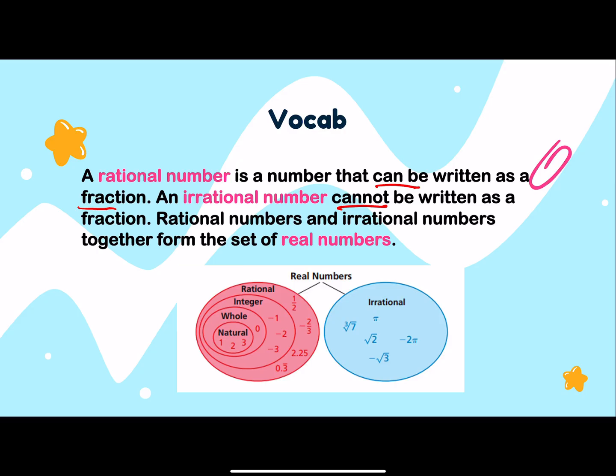Okay? Rational numbers and irrational numbers together form the set of real numbers. So all of these are real numbers. But remember that my irrational were the non-terminating, which means they don't stop, non-repeating decimals. So they don't repeat either. And rational numbers were the exact opposite of that. So that means they do terminate or they do repeat.